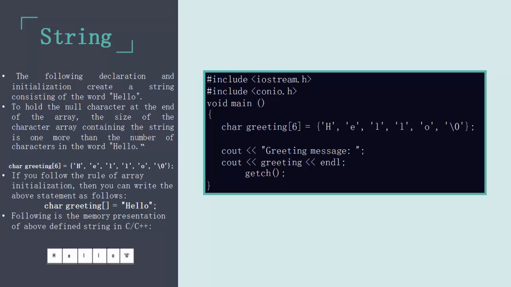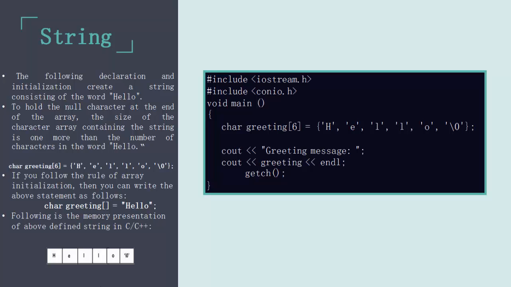If you follow the rule of array initialization, then you can also write char greeting, that is data type, then string name, and without defining the size, you can write hello in double quotes. In this case, memory will be assigned for the 5 characters of hello and one more additional byte for the null character, in both C and C++. When we are writing only one character, we have to use single quotes. When we are writing a complete string, we have to use double quotes.